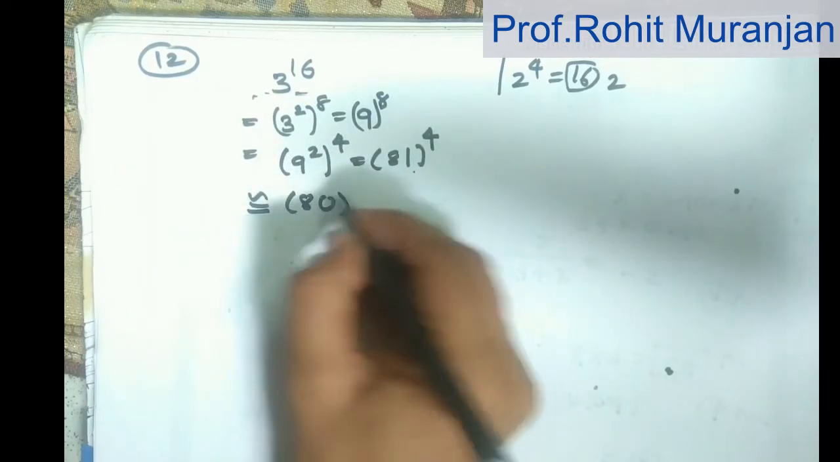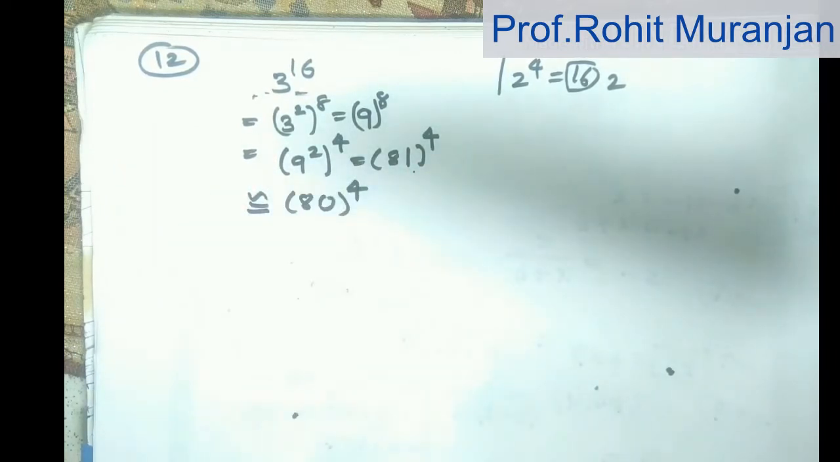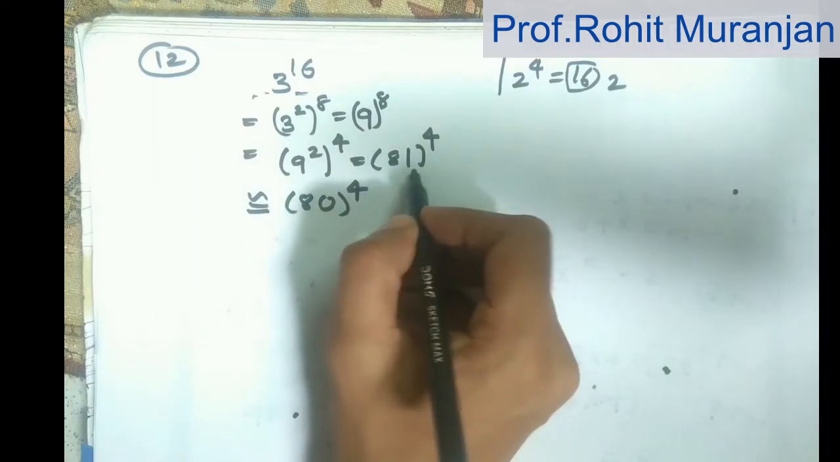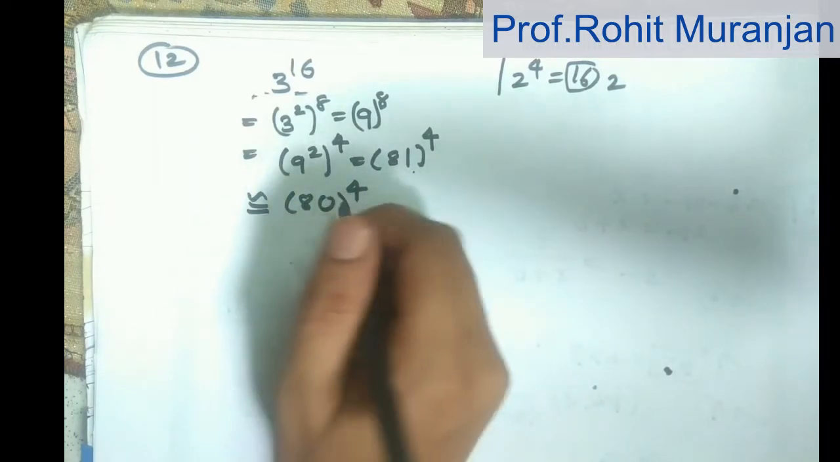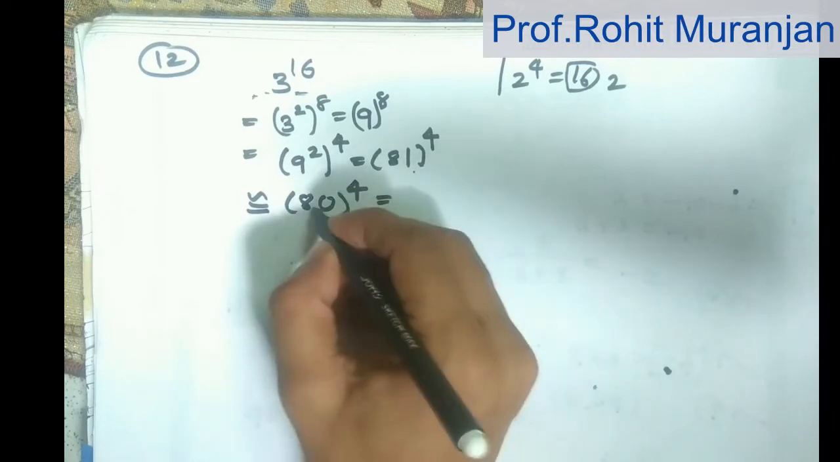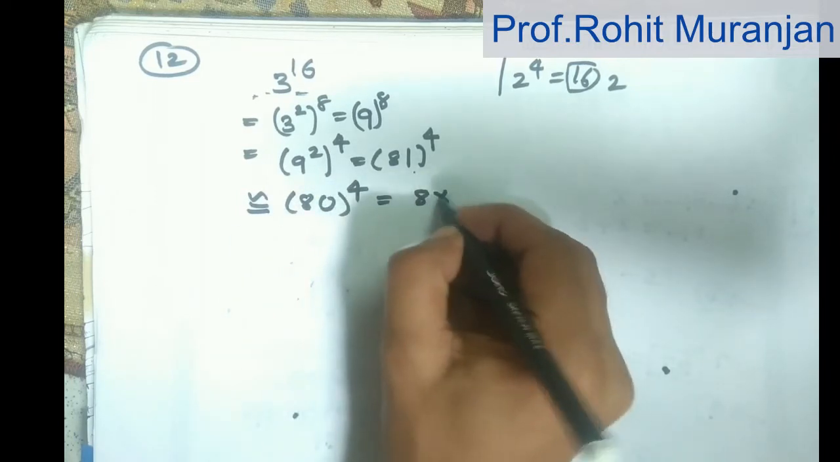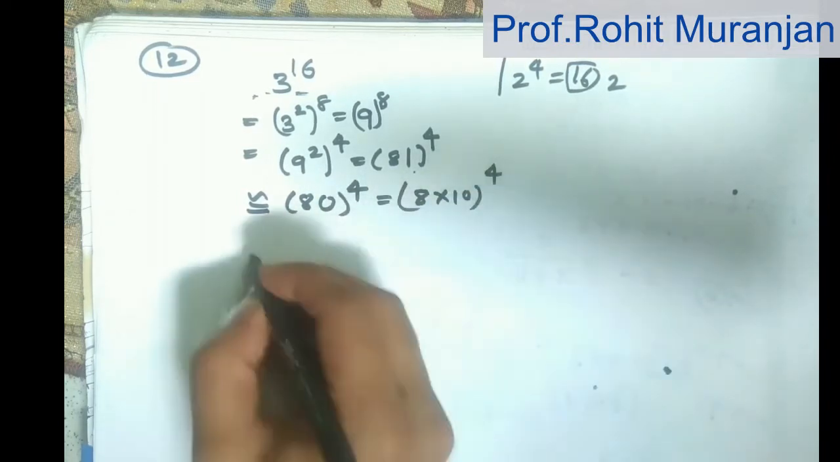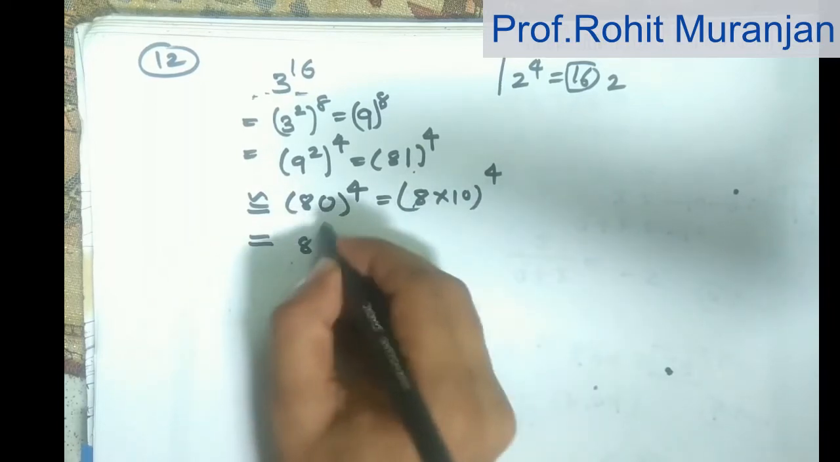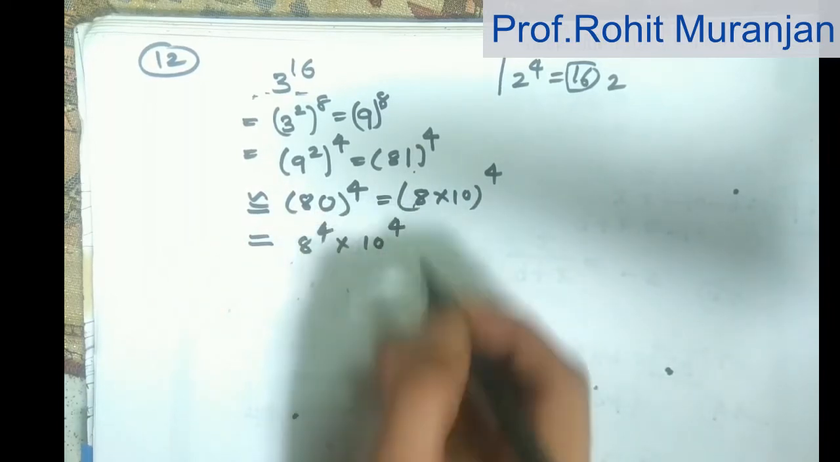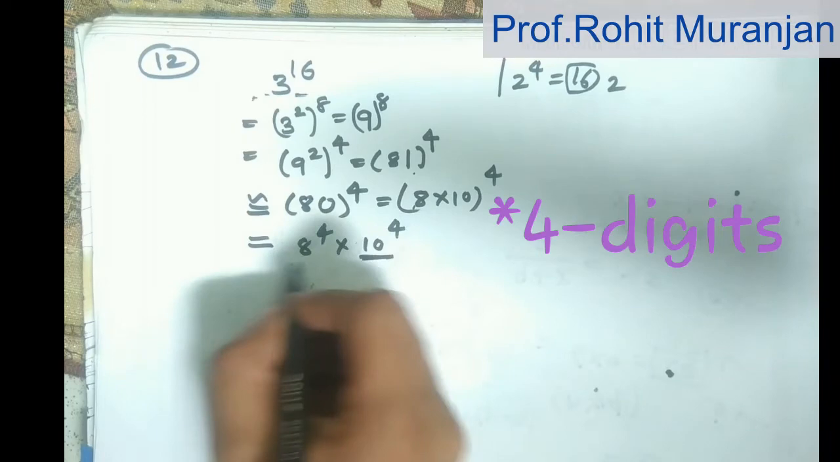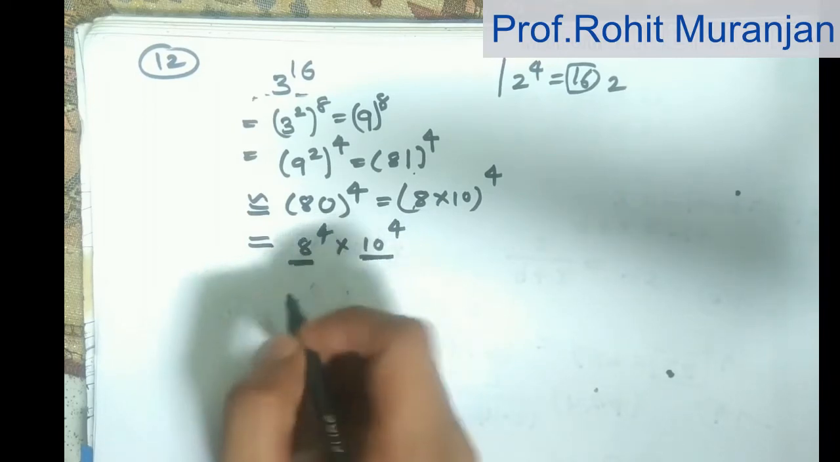Okay, now see, finding the number of digits in 81 raised to 4 is equivalent to finding the number of digits in 80 raised to 4. Okay, it doesn't matter if I subtract 1, so I'm going to get the same number of digits. Okay, now see, 80 raised to 4 means what? 8 into 10 raised to 4. So 8 raised to 4 into 10 raised to 4. 10 raised to 4 means what? 4 zeros. Now look carefully. 8 raised to 4 means what?